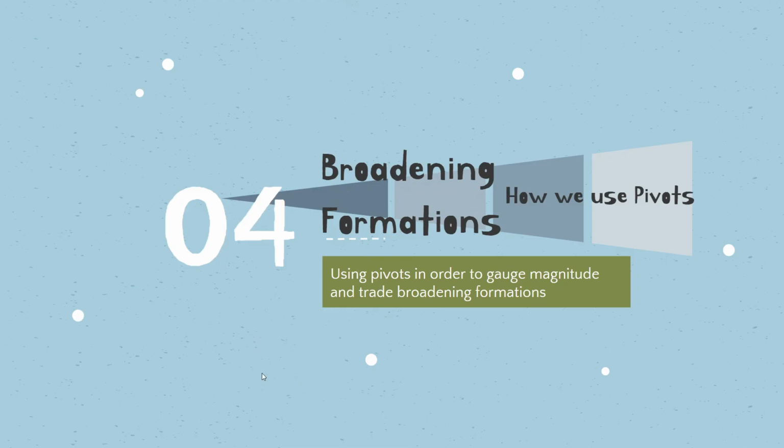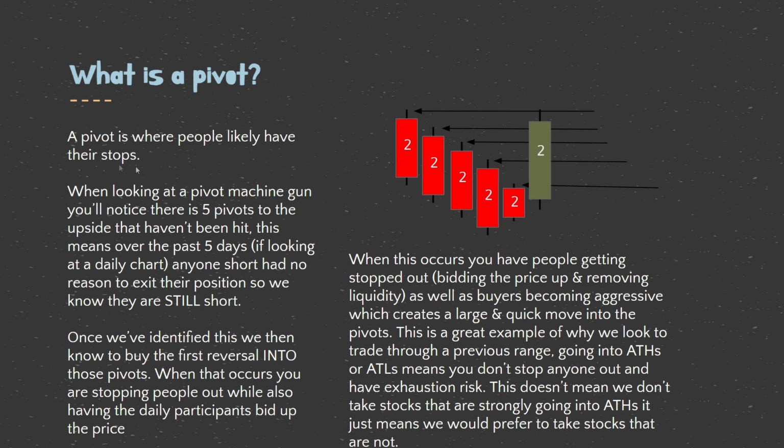And we're going to go broadening formation. So how we use pivots in order to gauge magnitude and trade the broadening formations in real time during the day or week or month, however you're trading. So what is a pivot? A pivot is where people likely have their stops. And this is the pivot machine gun from earlier that we're going to talk about.